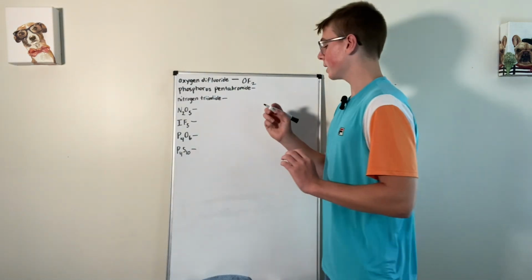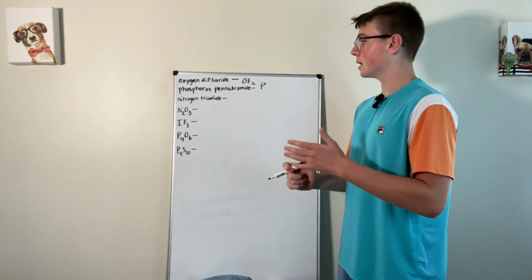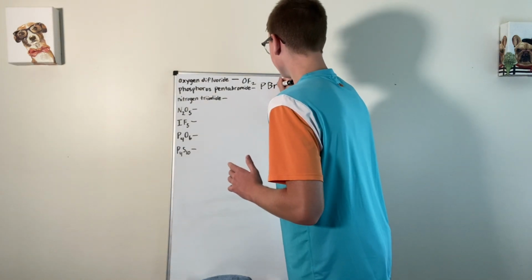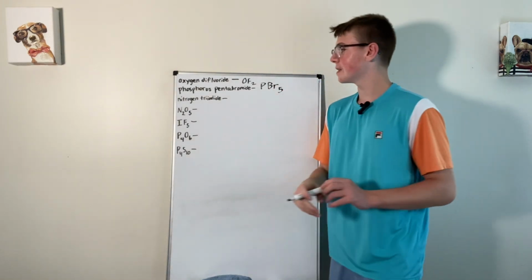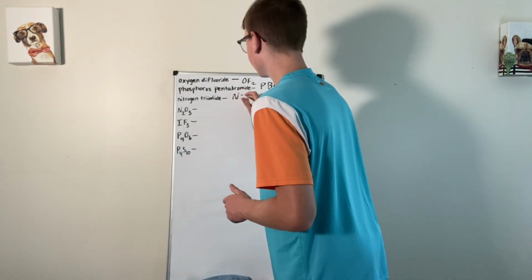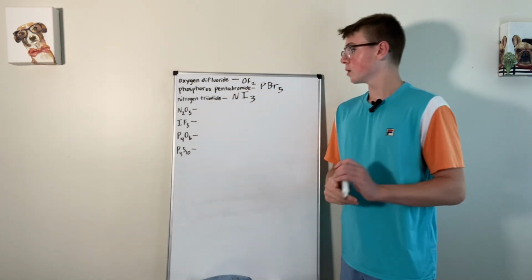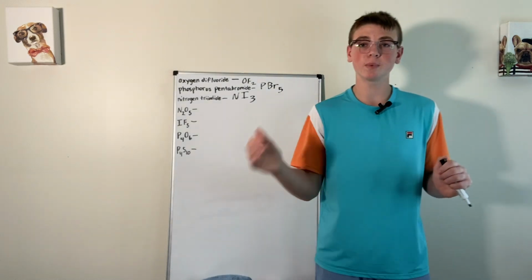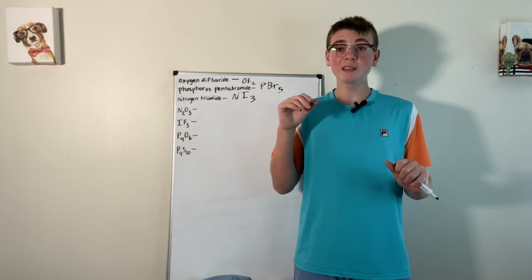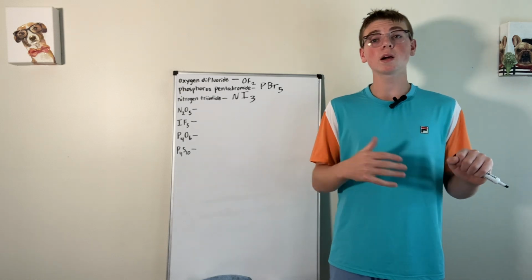Well, phosphorus we know is P, and then pentabromide is 5 bromides, so PBr5. Then nitrogen triiodide. Well, this is NI3. So another thing to note that I didn't put down is that if the first element is 1, you wouldn't say monooxygen difluoride. You would just say oxygen difluoride.